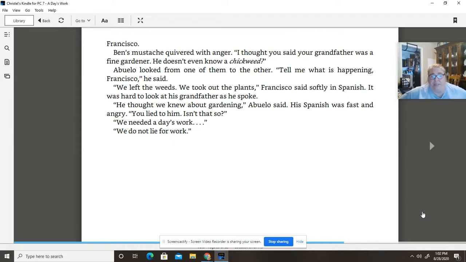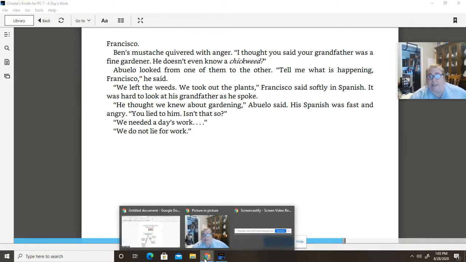"We left the weeds. We took out the plants," Francisco said softly in Spanish. It was hard to look at his grandfather as he spoke. "He thought you knew about gardening," Abuelo said. His Spanish was fast and angry. "You lied to him. Isn't that so? We needed a day's work. We do not lie for work."